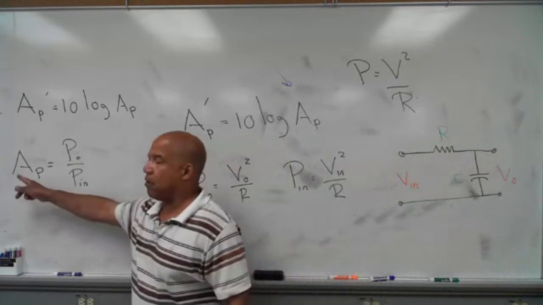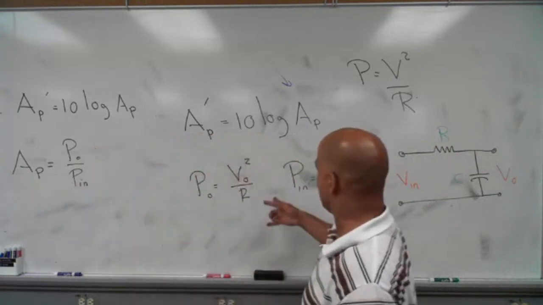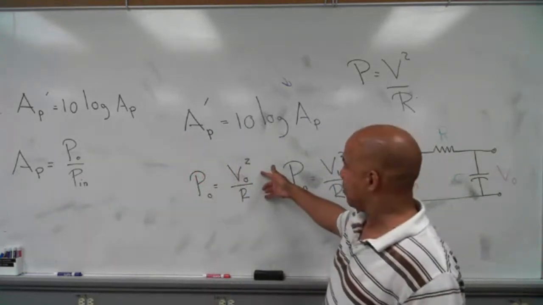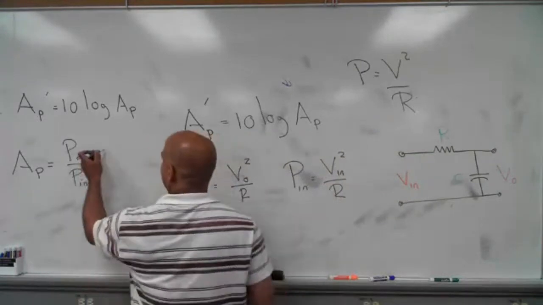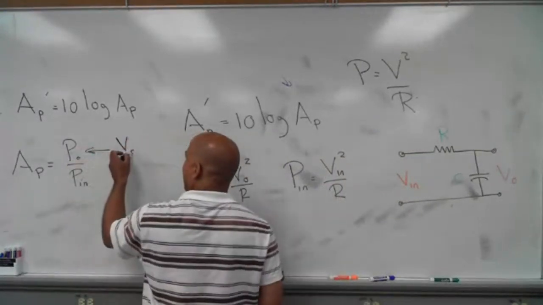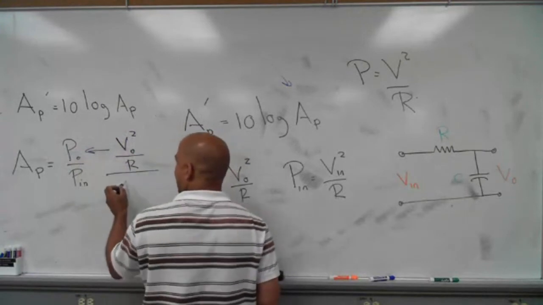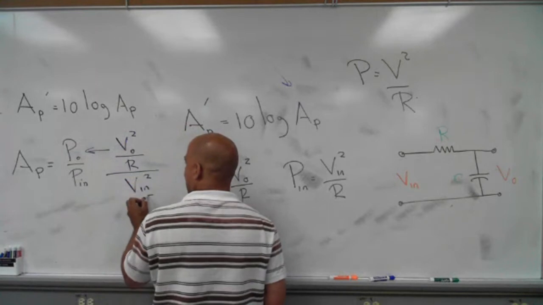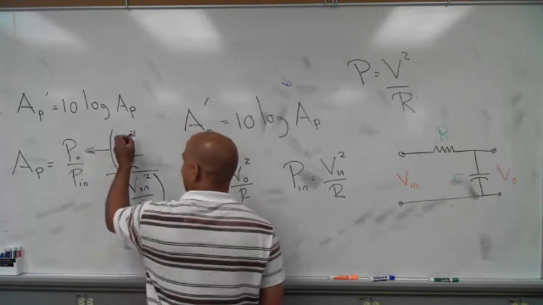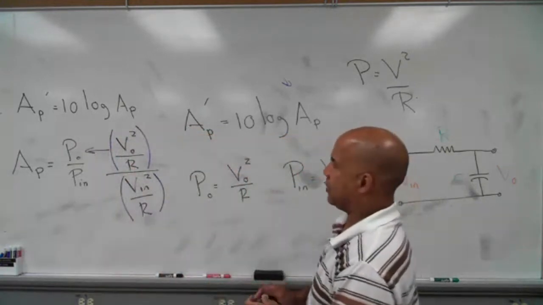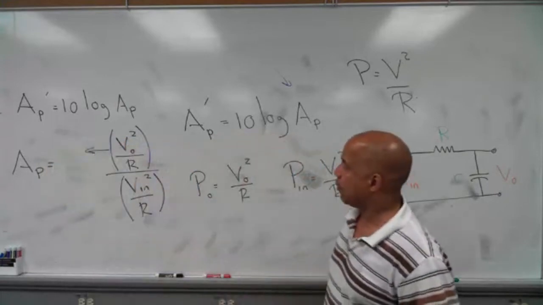And since I have an expression for P out and P in, I can take this expression for power gain and do a substitution for P out and P in. I can substitute and get the same formula in terms of voltage and resistance. I get V out squared over R divided by V in squared over R. I have this fraction divided by this fraction, and that'll be my new power gain.